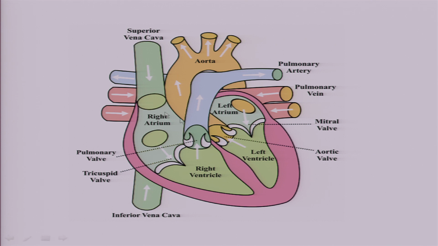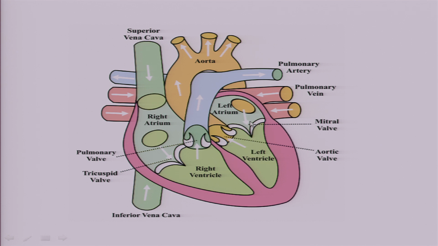Now this oxygen rich blood comes from the lungs via pulmonary veins, which are shown here, to the left atrium. Okay, so now the blood has taken up oxygen, it is oxygenated and it is ready to be delivered to the entire body. So pulmonary veins are the only veins which carry oxygenated blood to the heart, and the blood then reaches the left atrium. From this left atrium, the blood comes down to the left ventricle again through a valve, which is the bicuspid valve.